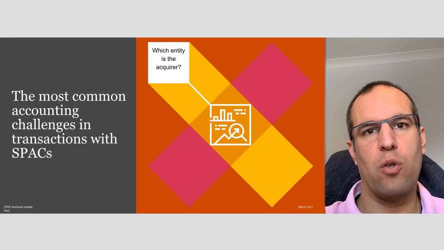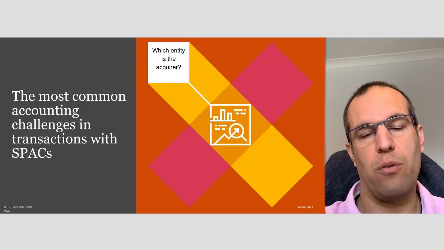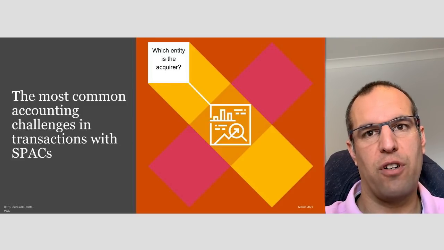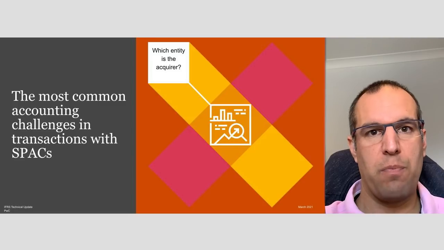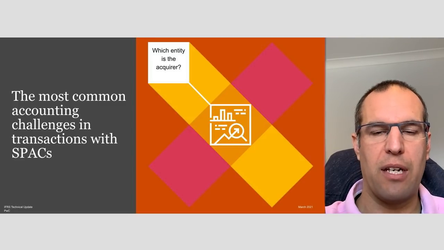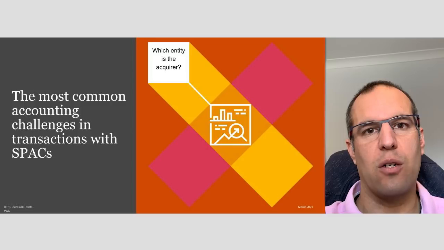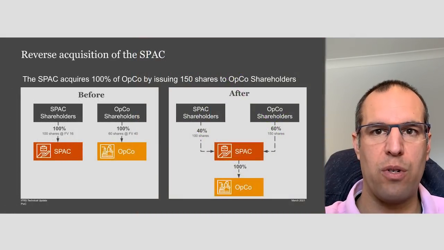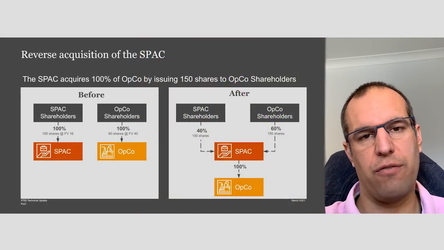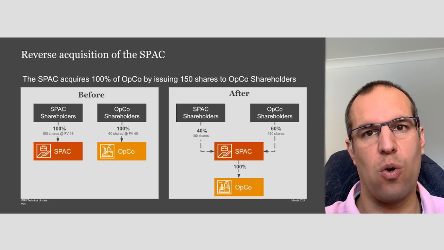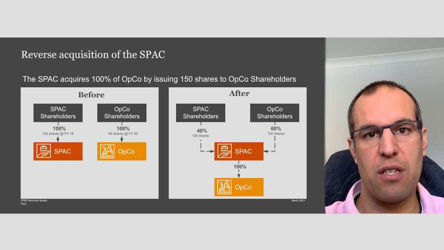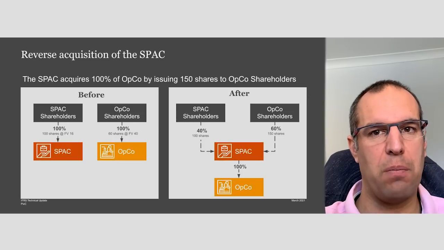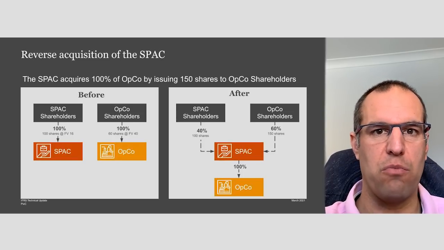Now, as we know, the accounting acquirer is the entity that obtains control of the other entity, in other words, the acquiree, and they may be different from the legal acquirer. Now, the SPAC is the legal acquirer, and the operating company or OpCo is the legal acquiree. However, in substance, the transaction might be the other way around. If the SPAC issues equity or a combination of cash and equity to legally acquire the OpCo, and if this is the case, the arrangement is typically accounted for as a reverse merger.